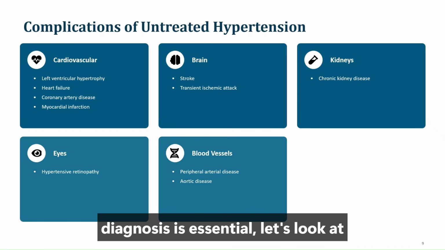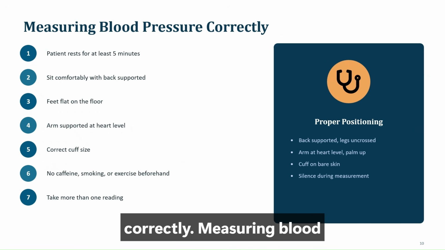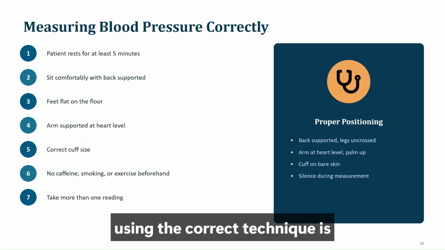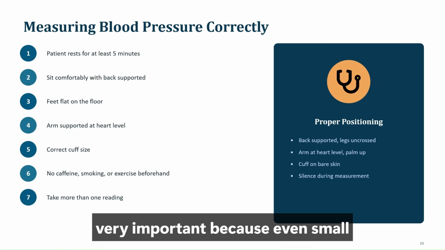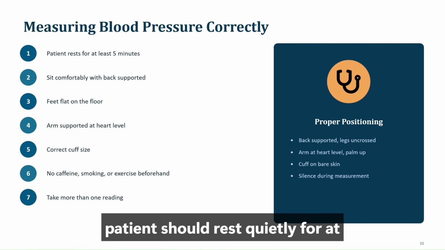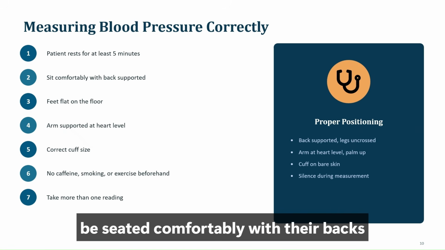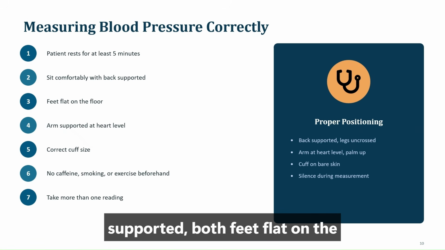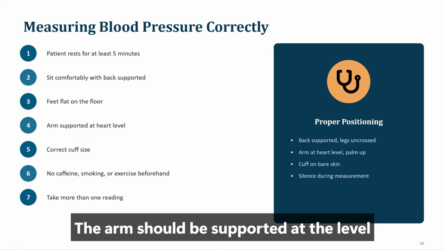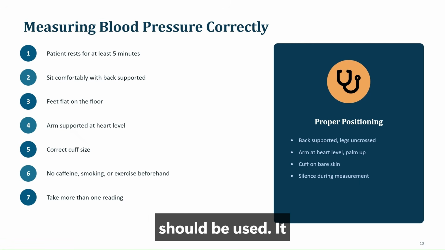Since accurate diagnosis is essential, let's look at how blood pressure could be measured correctly. Measuring blood pressure may seem simple, but using the correct technique is very important because even small mistakes can produce inaccurate results. Before taking the measurement, the patient should rest quietly for at least 5 minutes. They should be seated comfortably with their back supported, both feet flat on the floor, and their legs uncrossed. The arm should be supported at the level of the heart, and the correct cuff size should be used.